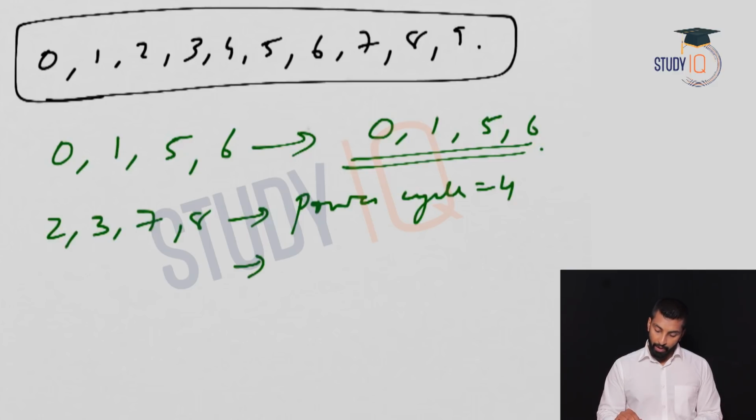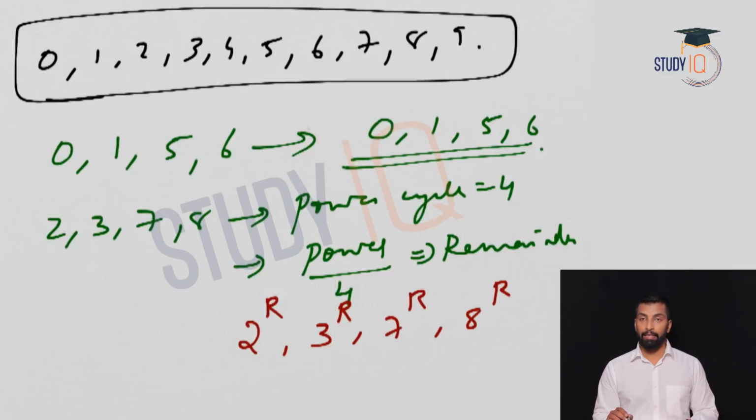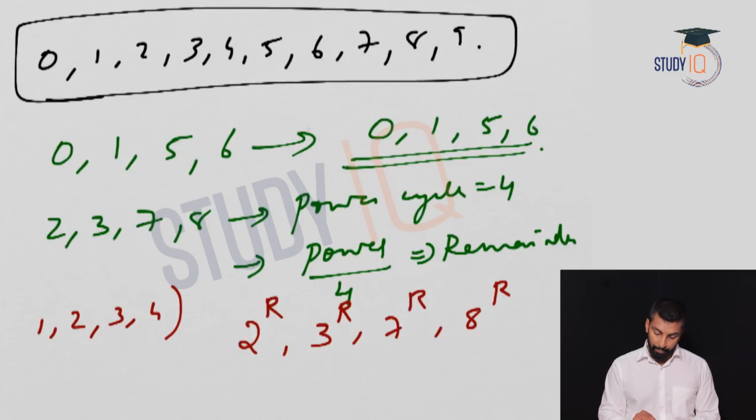So whatever be the power, take out the power, divide by 4, see what is the remainder. Then you will write 2 raised to remainder, 3 raised to remainder, 7 raised to remainder, 8 raised to remainder, and you'll get the answer. This remainder value can be 1, 2, 3, 4 maximum.